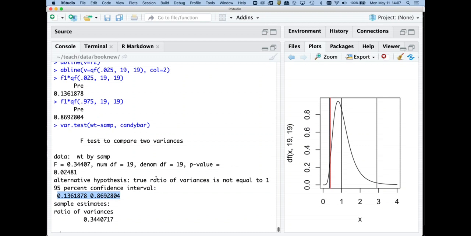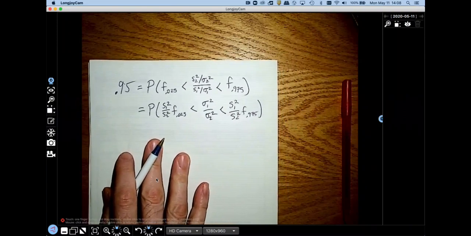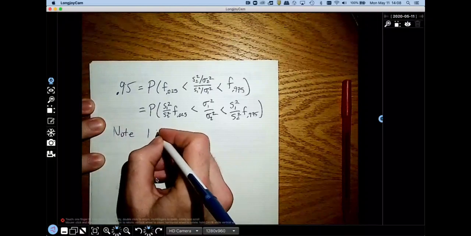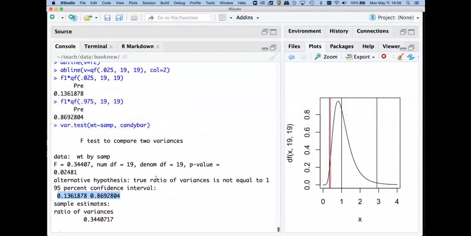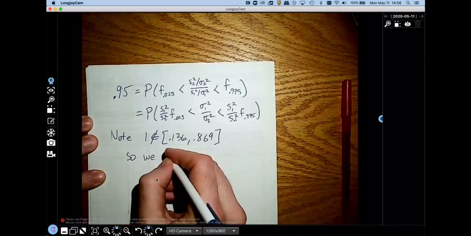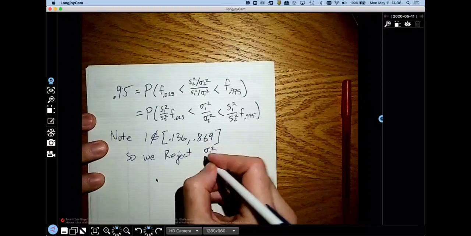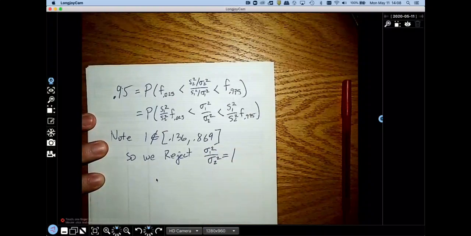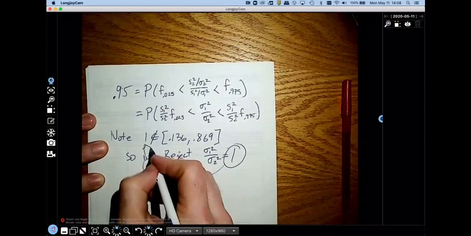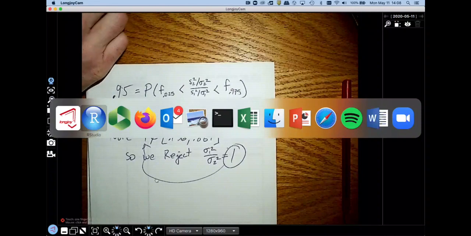Now, what's really important to notice is that the value 1, the reference value for our hypothesis, is not contained in there. So let me just go over to the document camera and write that down. So note, the value 1 is not in that interval, and I can't remember what it was, 0.136 to 0.869. So I just wrote that in here. So we would reject the possibility that sigma 1 squared divided by sigma 2 squared is equal to 1. So that reference value is not contained in the confidence interval, and therefore we rule it out. All right, so that's it for our F-test.